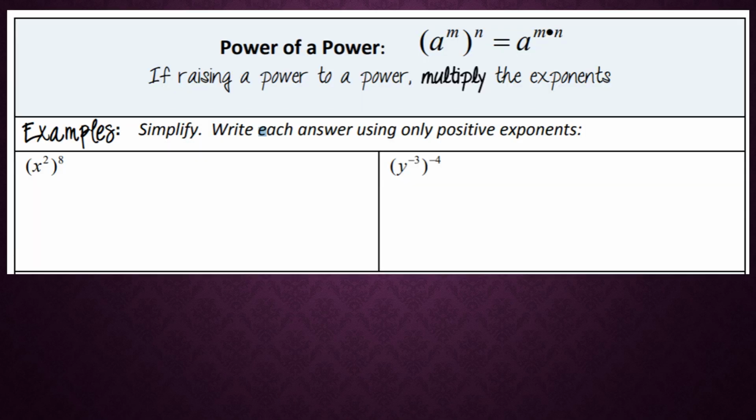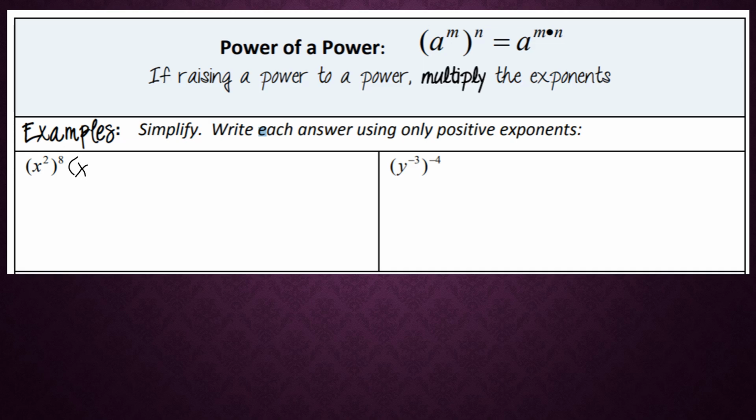So it's another practicing of a power of a power. So if raising a power to a power, you're going to multiply the exponents. And I'm also going to write it out just so you guys get into that habit of seeing what that looks like, how does that happen. So when we want x squared to the 8th power, we want x squared 8 times. Some of you saw that.